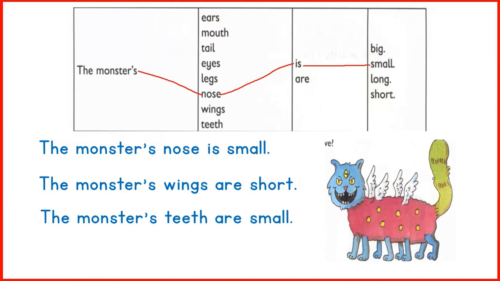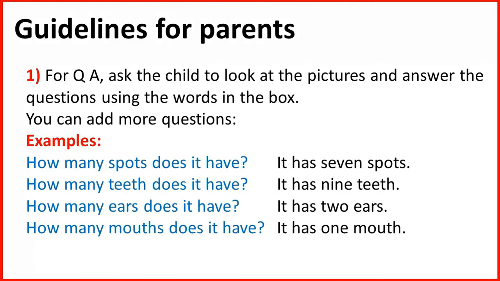Now your work has been completed. Now I am going to talk to your parents. Guideline for parents. Number 1, for question A, ask the child to look at the pictures and answer the questions using the words in the box. You can add more questions.